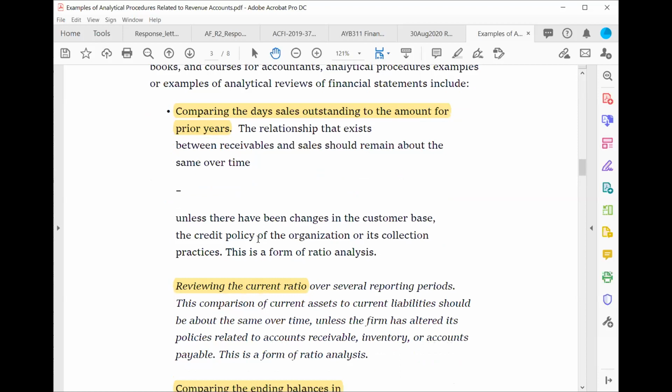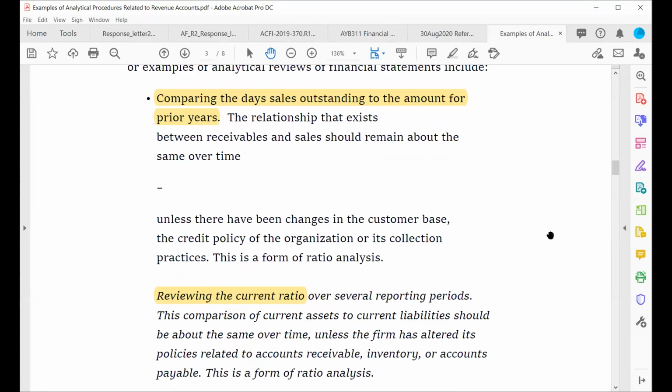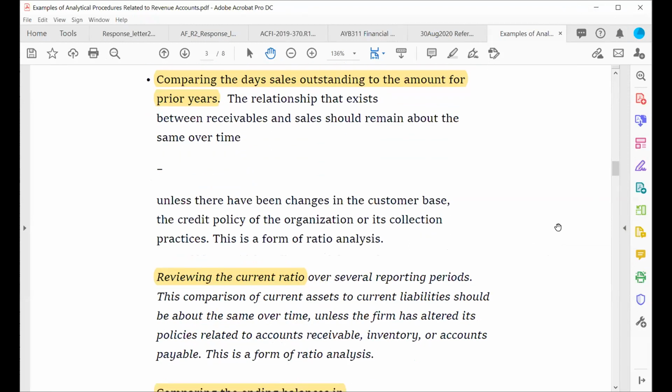Another important ratio we need to look at is the current ratio. If the current ratio over different years has changed, this would indicate maybe the company has changed their accounts receivable policies, or changed inventory or accounts payable policies. All of them may have an impact on the current ratio and often are relevant to the sales numbers.